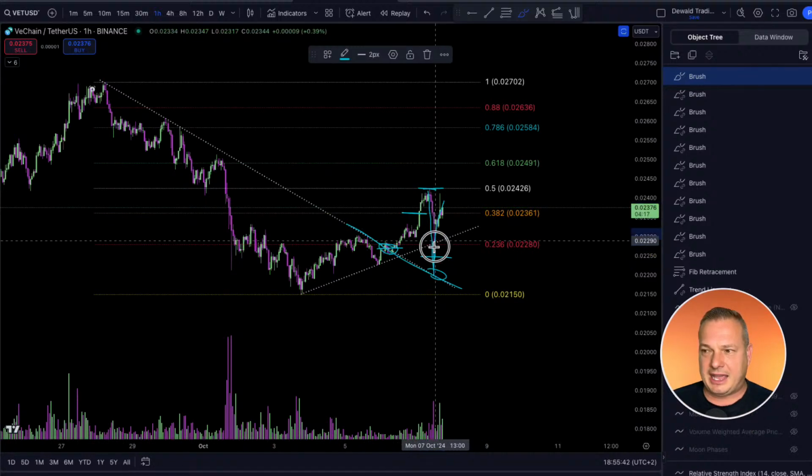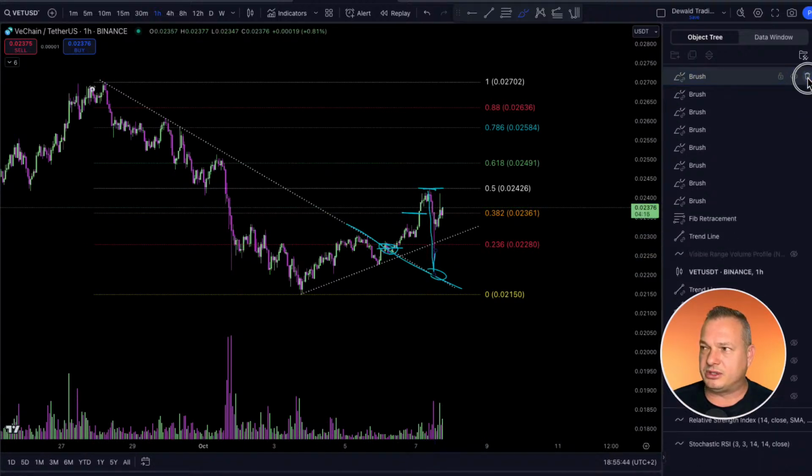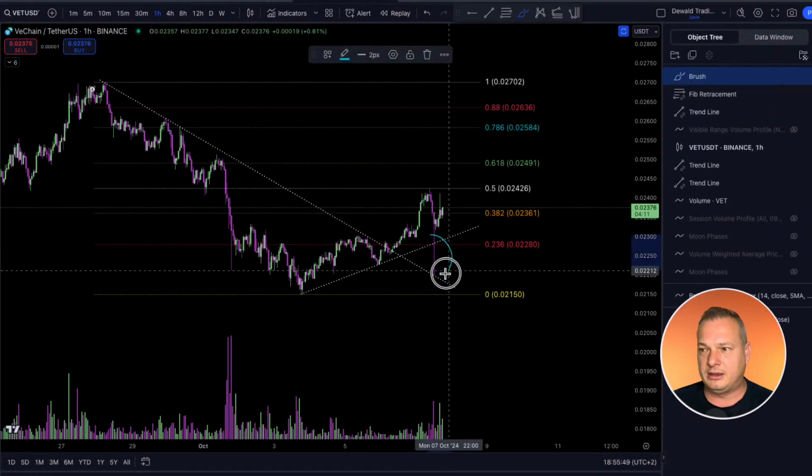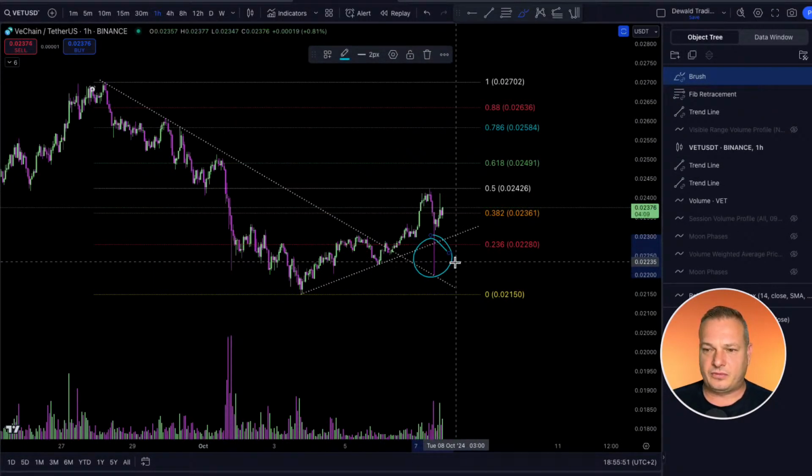Okay, so scam wick here on Binance. I'm not sure if this was on all the exchanges, because I did see on some of the other exchanges there's no wick. It's only on Binance.